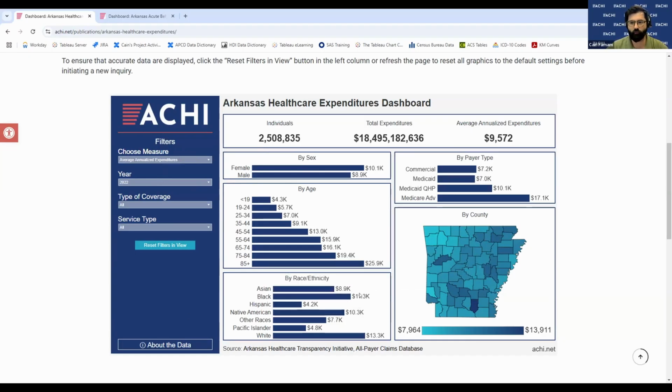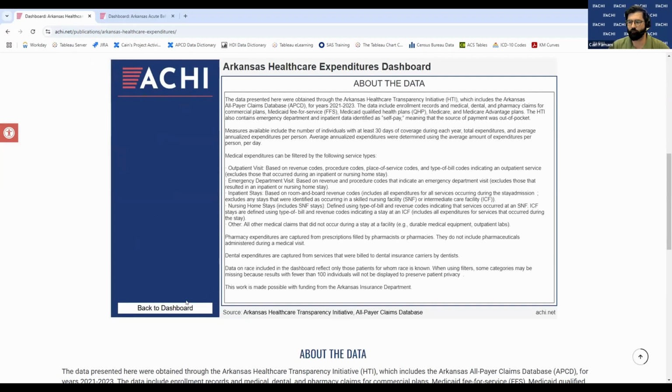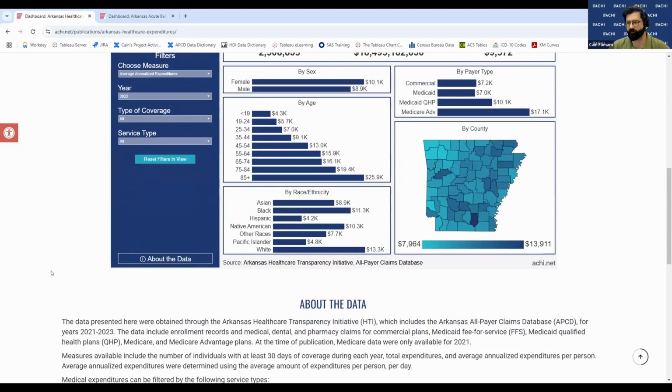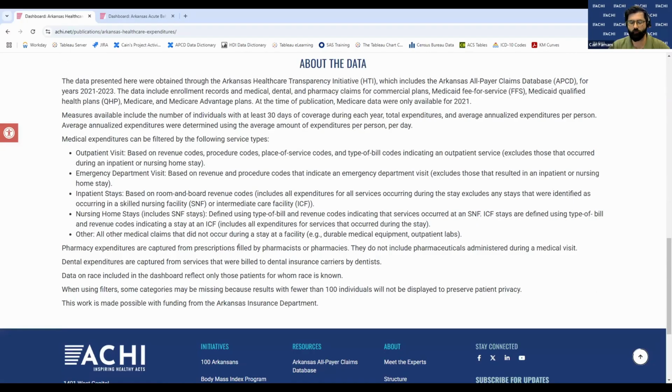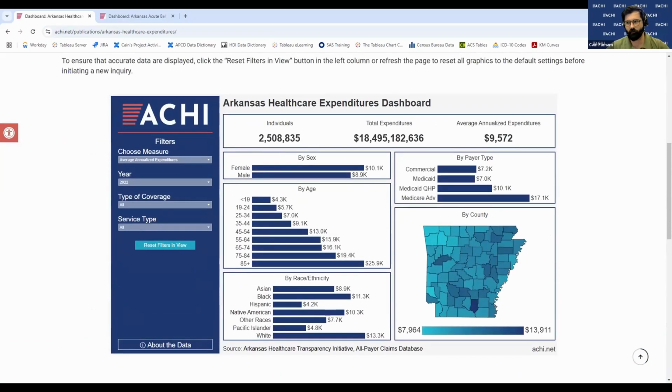Kinley's obviously going to provide a link such that this dashboard can be explored on your own time. The only other thing I'll point out real quick is that the button down here about the data goes into some of the more details about what is an outpatient visit, what's an ER visit, and includes just some further methodologies, as well as beneath the dashboard, there's another about the data section that contains some of the same information. Before I go on to a secondary dashboard, if there's any specific questions regarding our healthcare expenditures dashboard, I could take those now, or we could come back later.